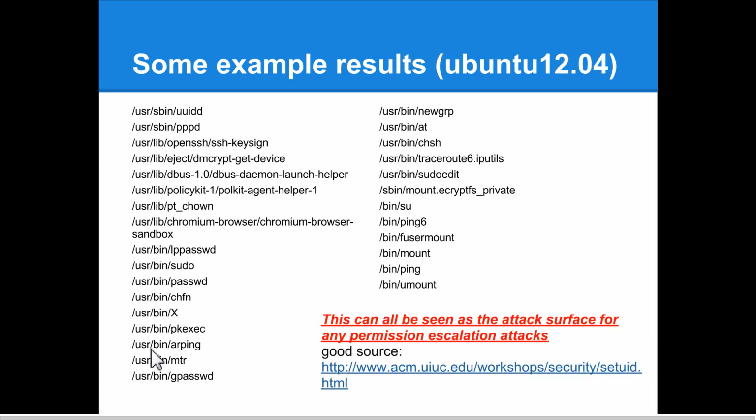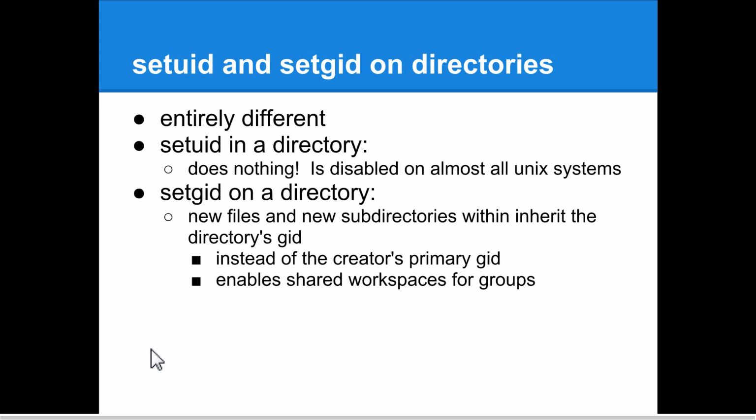This can also be seen as the attack surface for any permission escalation attacks. And attack surfaces and being able to identify attack surface is something very important to this class, and something we'll be focusing on all throughout. Being able to show people the attack surface for a system is very important to showing them exactly where people can attack and what their potential vulnerabilities are so they can manage risk. This link is a good source for setUID and reading up on that.